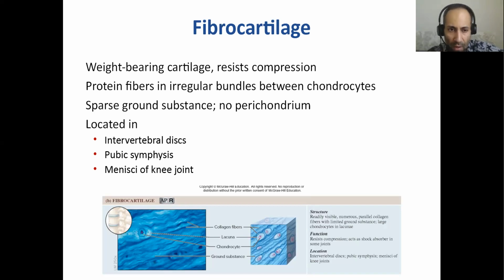And also in your knee joint, in the menisci of the knee joint is where you will find fibrocartilage. And this is how fibrocartilage looks under the microscope. There are no double cells, just a single cell, as you see here.